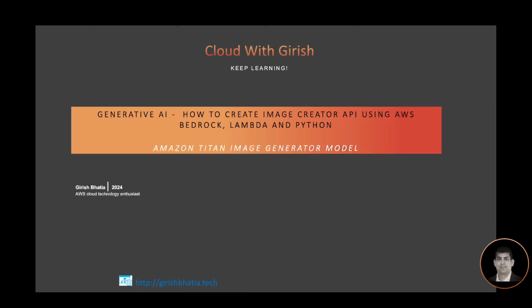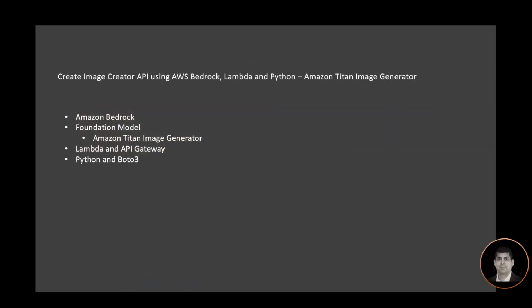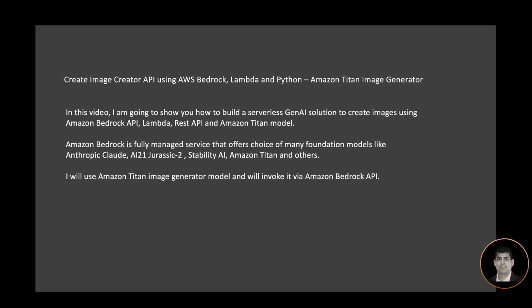In this video, I'm going to show you how to build a serverless Gen AI solution to create images using Amazon Bedrock API, Lambda function, REST API, and Amazon Titan model. Amazon Bedrock is a fully managed service that offers a choice of many foundation models like Anthropic Claude, AI21 Jurassic-2, Stability AI, Amazon Titan, and others. I will use the Amazon Titan image generator model and will invoke it via Amazon Bedrock API.